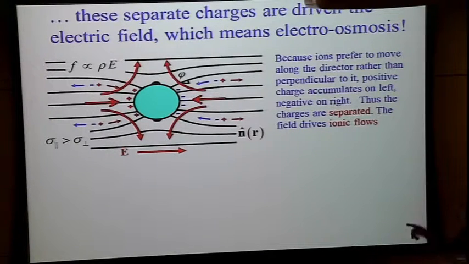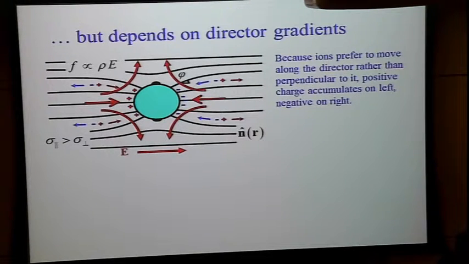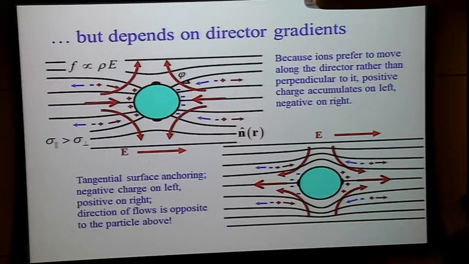Yeah, so you see these lines go to the north pole and south pole, and if I change the polarity of the electric field, it's still north pole and south pole. But if I change the director configuration, for example, I say, okay, let my particle produce tangential boundary conditions, the only difference is that now the derivatives of this angle would be of opposite signs.